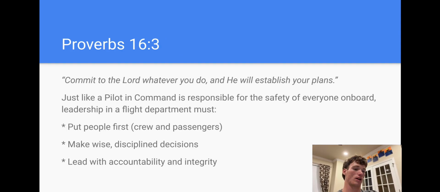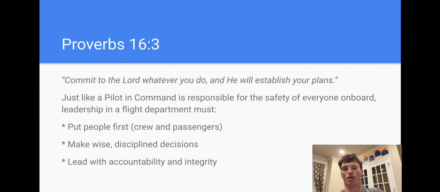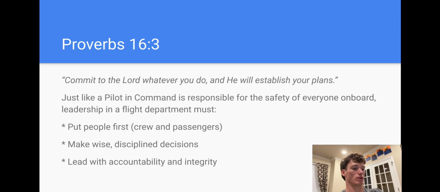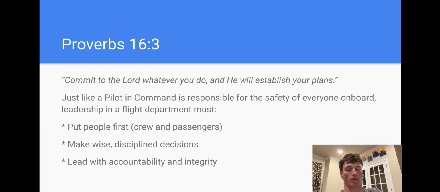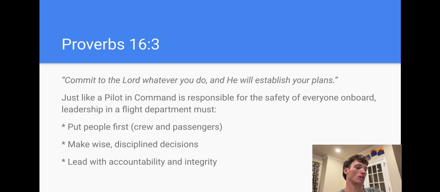The Bible verse I found that relates back to our course was Proverbs 16:3: Commit to the Lord whatever you do, and he will establish your plans. Just like the PIC, the pilot in command, we are the one in authority. We make the plans, and we ensure the safety of the flight. And that relates back to how Christ is the one we look up to. We put people first, the passengers and the crews.